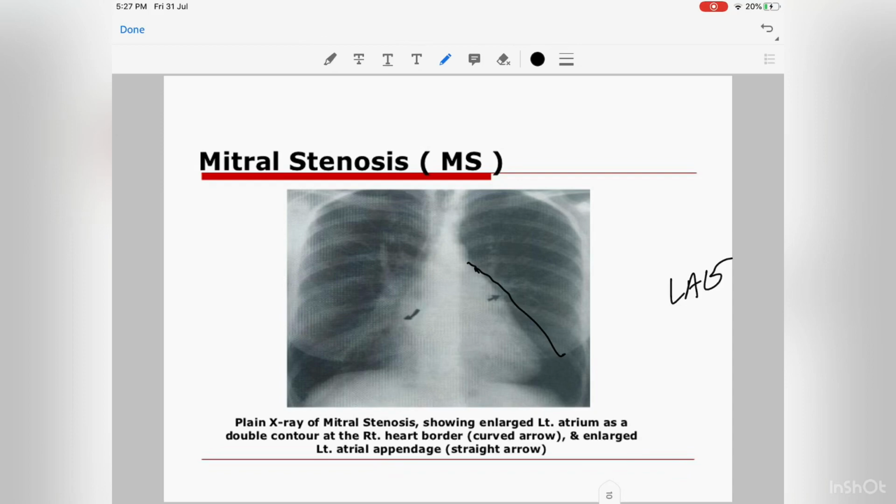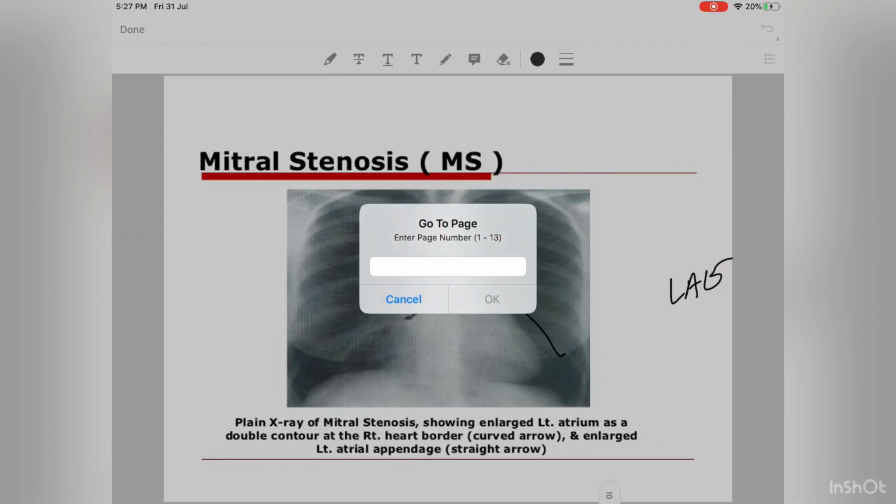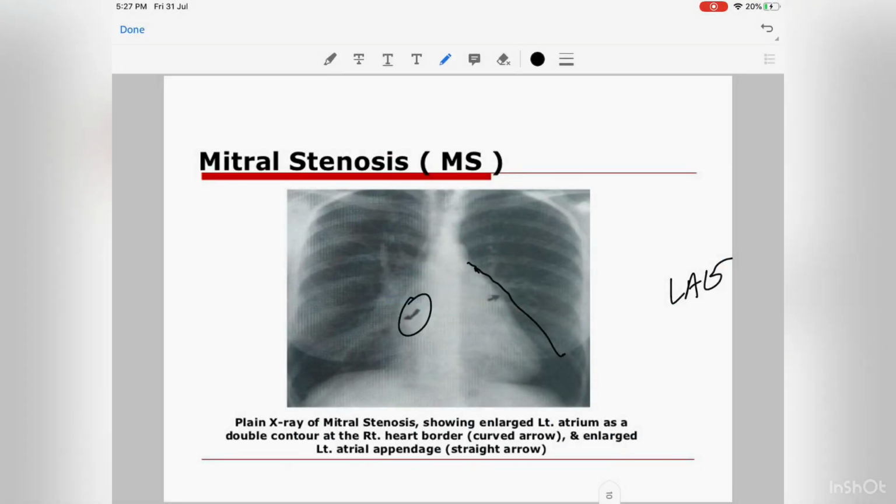Apart from that, on the right border you can see that there is a double contour of the right border. This is due to enlarged LA. This is also another sign of MS. Apart from this, there are signs of pulmonary venous hypertension.